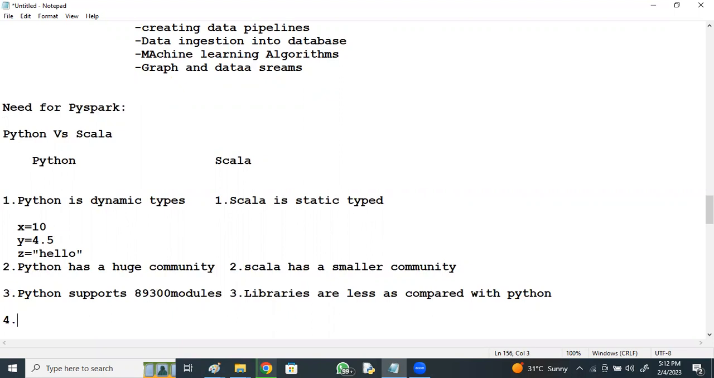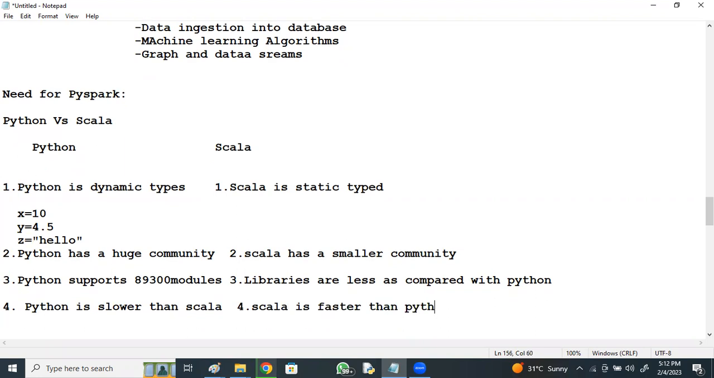See, in all, I cannot say that Python is always great as compared with Scala, right? Python is slower than Scala. Scala is faster than Python.